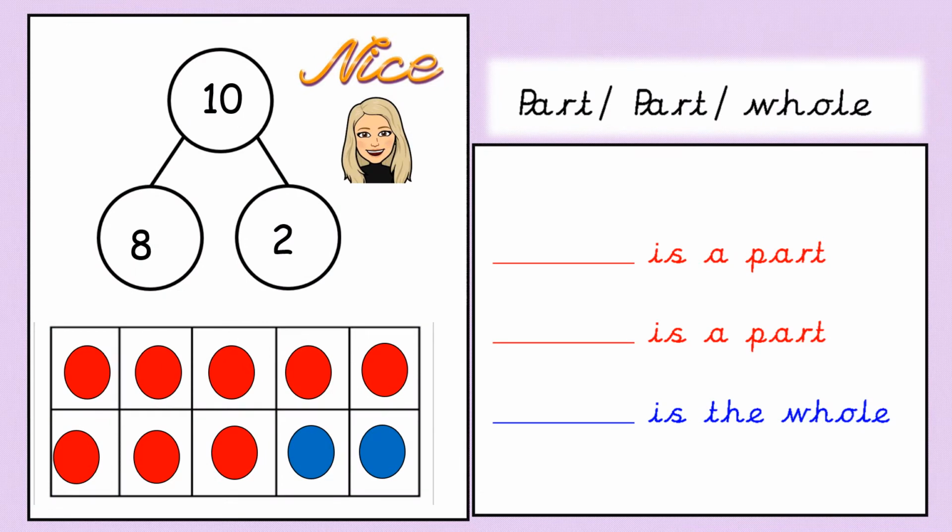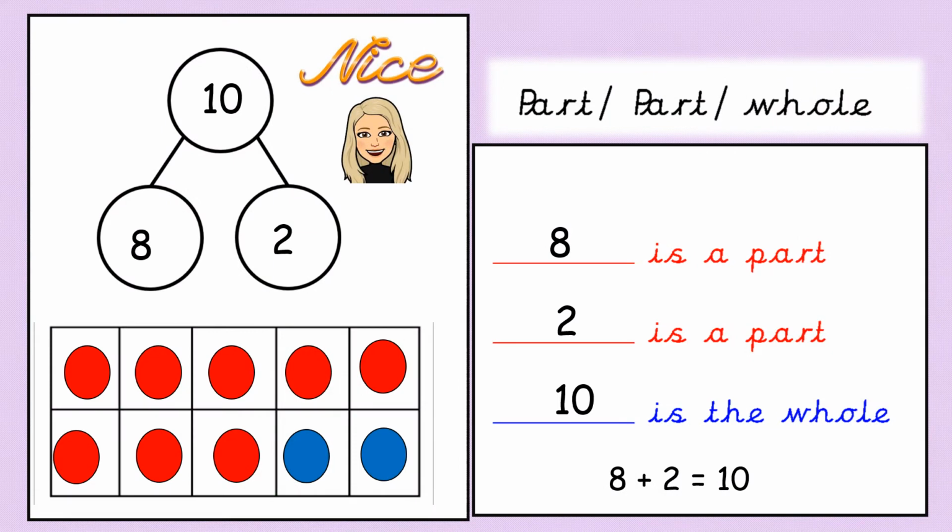Something is a part, something is a part, and something is the whole. Write down the number sentence. How many are red? Well done, 8. I can see 5 at the top, I finish 5, and 3 down the bottom, and I know that that's 8. Or I can know that there's 10 altogether, 2 are blue, and 10 take away 2 is 8. So 8 is a part, 2 is a part, 10 is the whole. Your number sentence is 8 plus 2 is equal to 10.